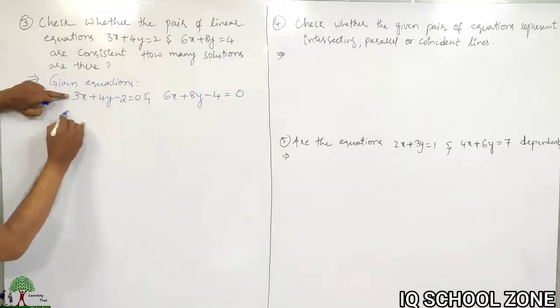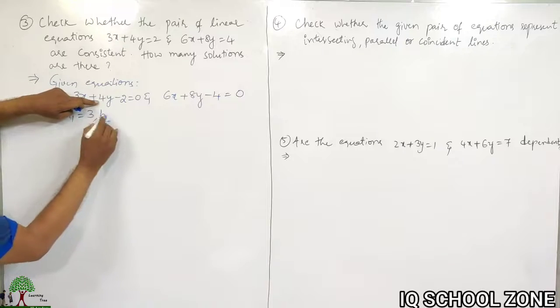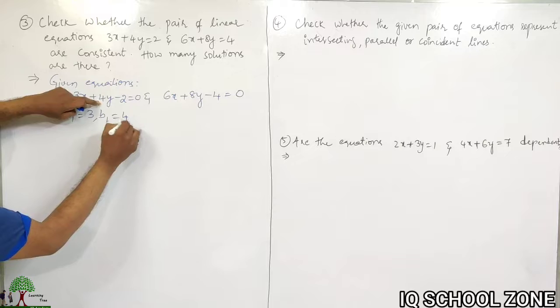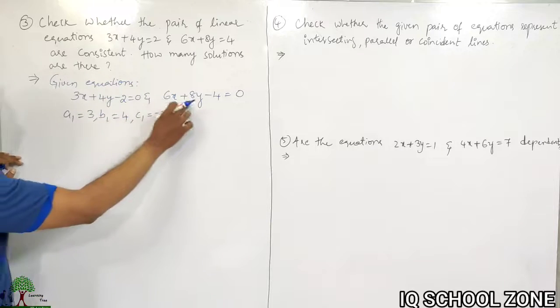Now we are going to write A1 is 3, B1 is 4, C1 is minus 2. Similarly A2, B2, C2.